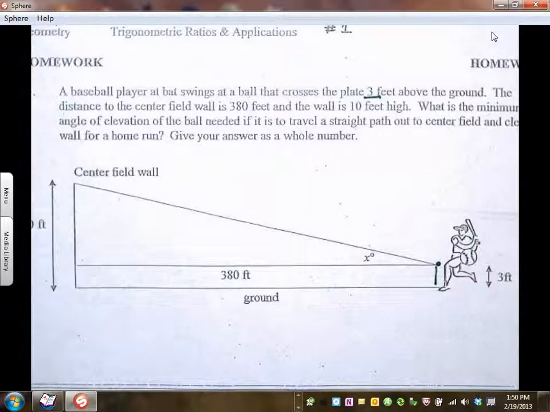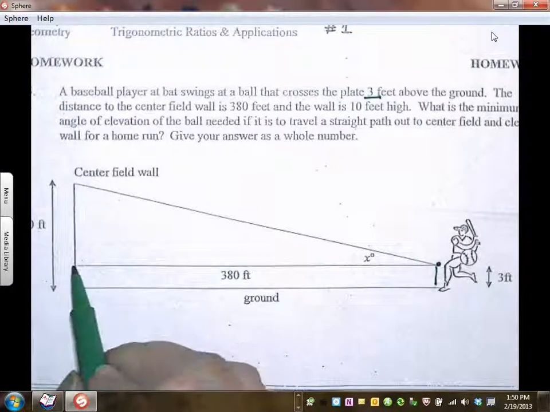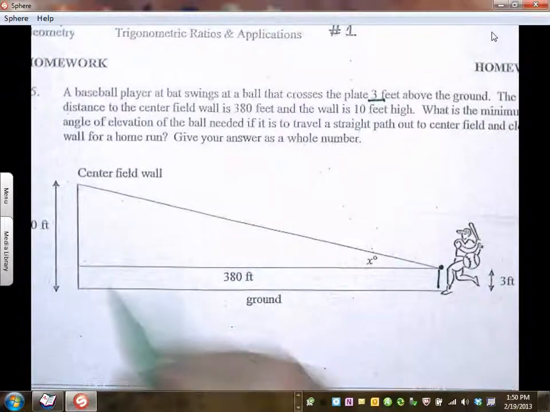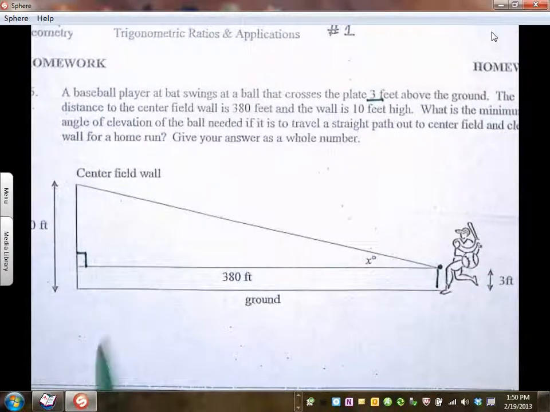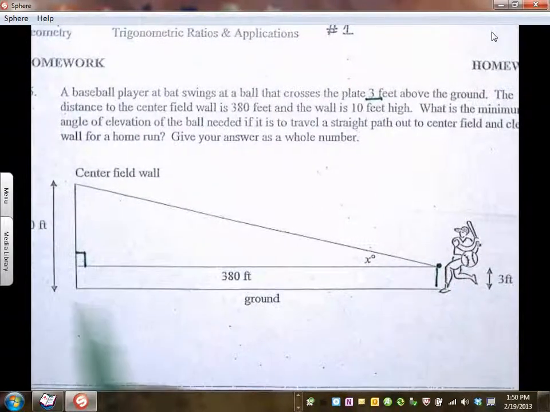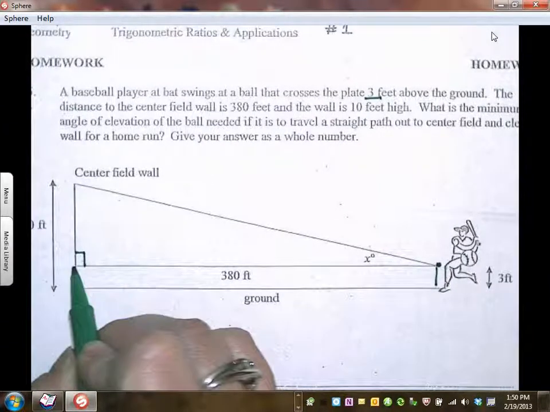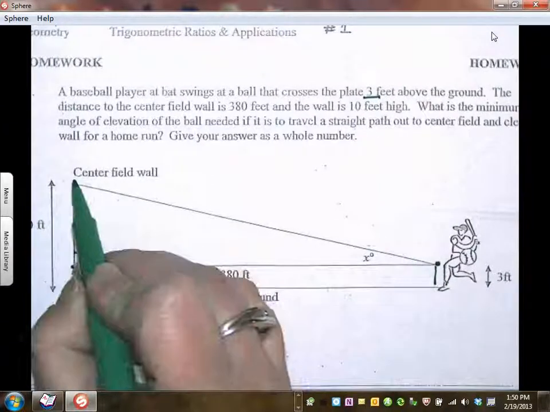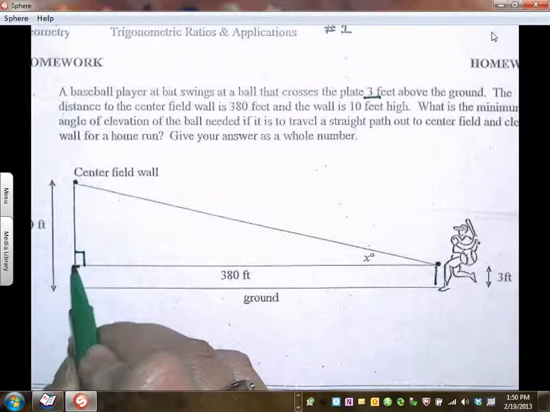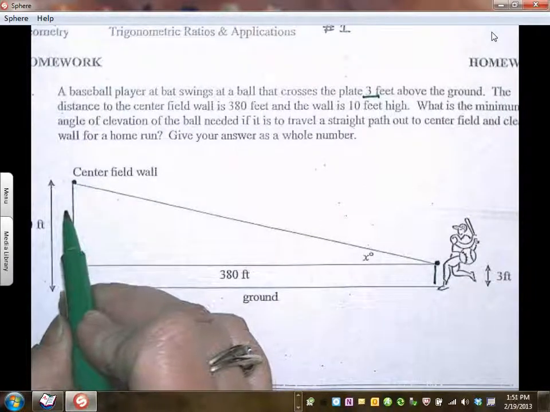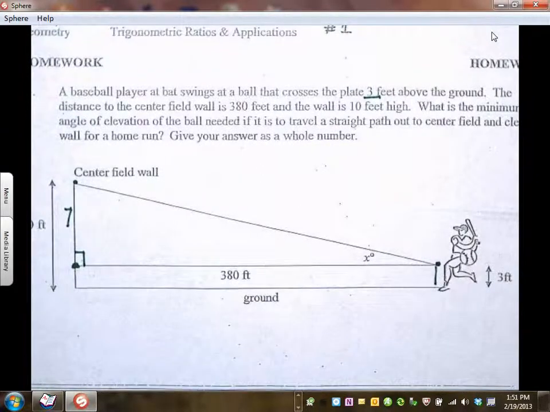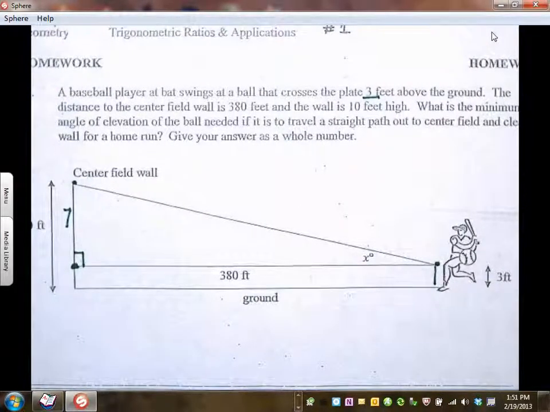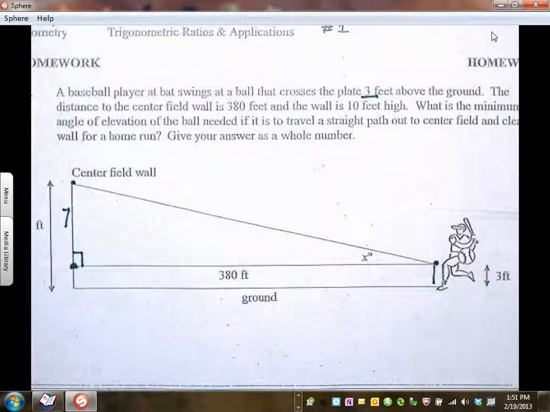Now, my question to you is, that horizontal line meets the wall at a right angle, correct? Now the problem is the ball is 3 feet above the ground, so I've got to look right here. And so what's the distance from the top of the wall to where the ball is? It's 10 minus 3, or 7. So that's the little trick there on finding that. And now we just go through and we label our H, our O, and an A.